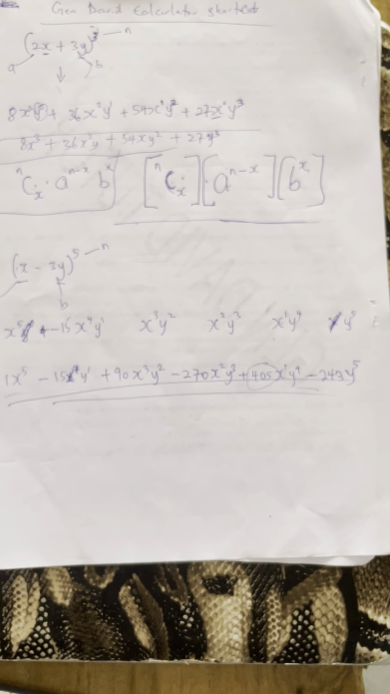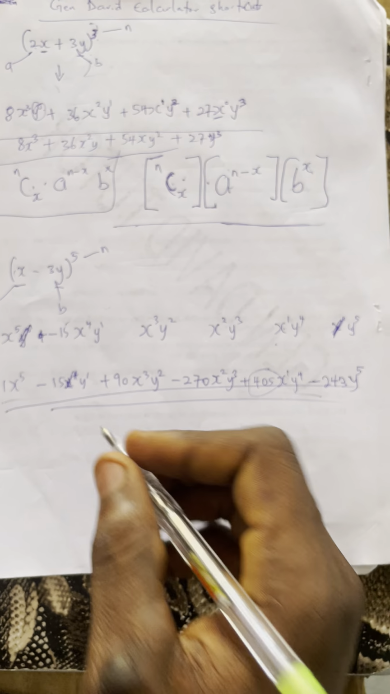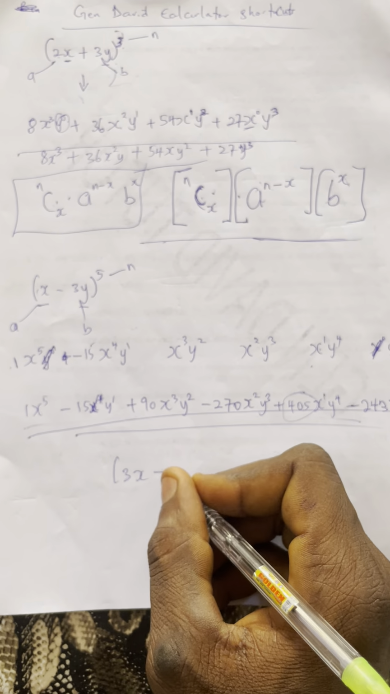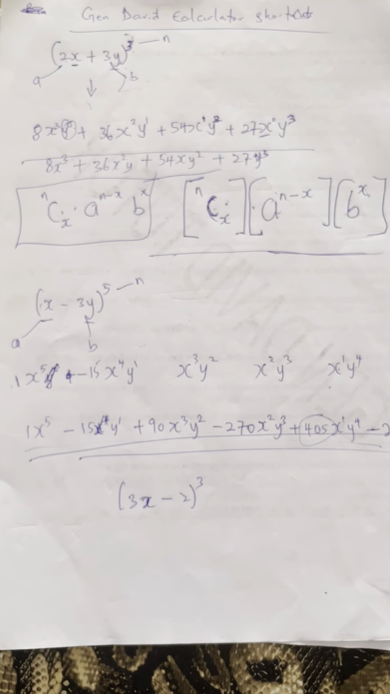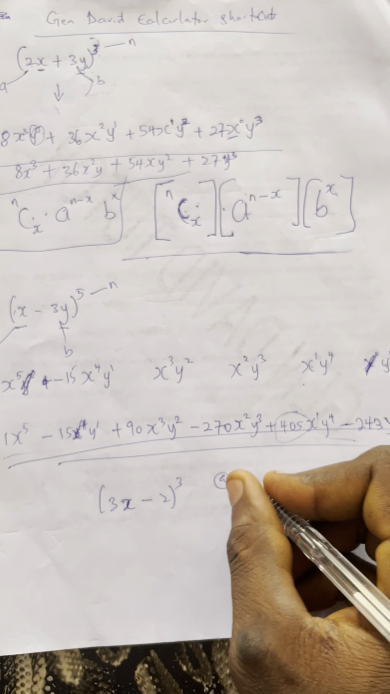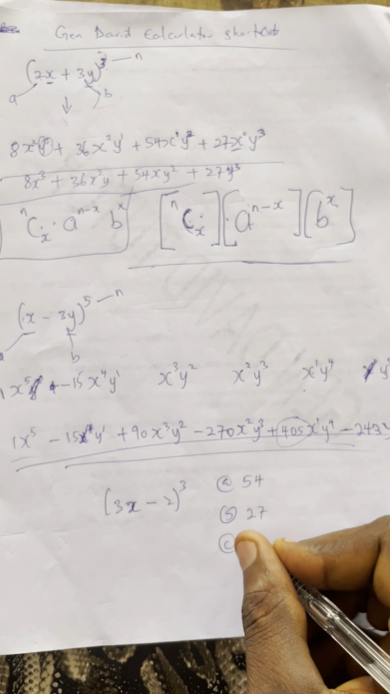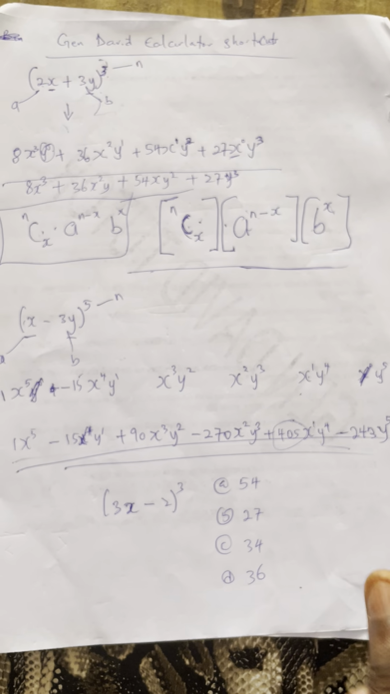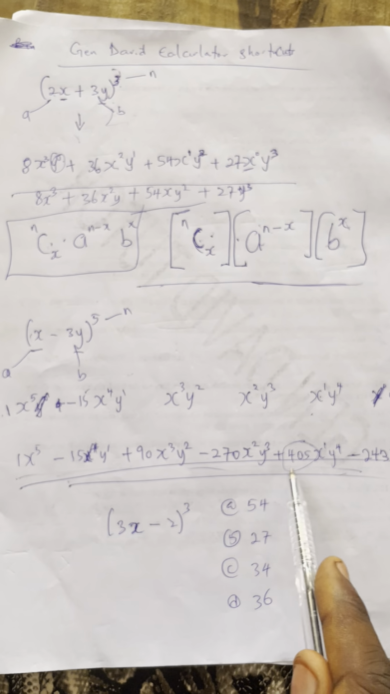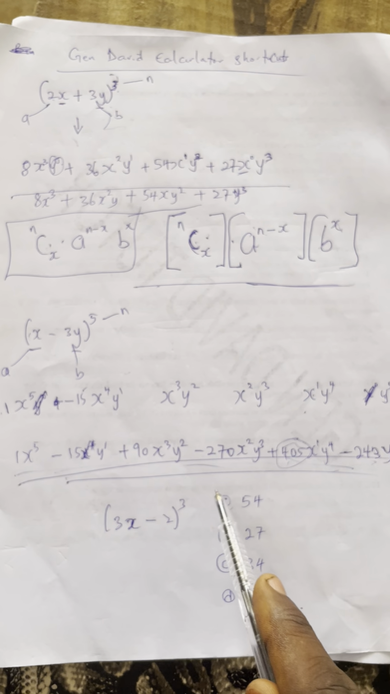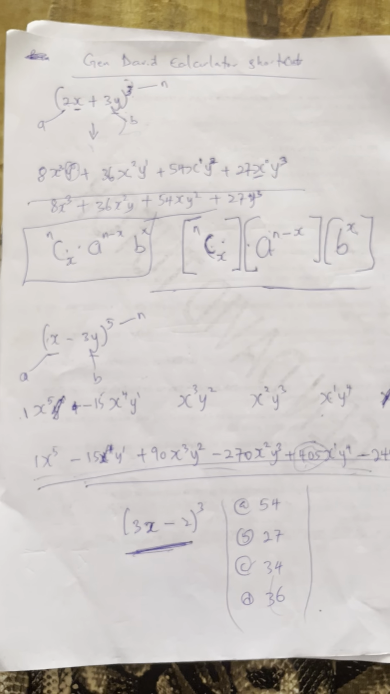Now at the comment section, let me know. Expand this using the calculator method. Expand 3x minus 2 all raised to power 3. Then out of this, what is the largest coefficient here? We have 54, we have 27, we have 34, we have 36. Now what's the answer? When you expand this using the same calculator method, just as I picked 405 as the largest number here, see which one is the largest coefficient when you expand this one. Let me know at the comment section.